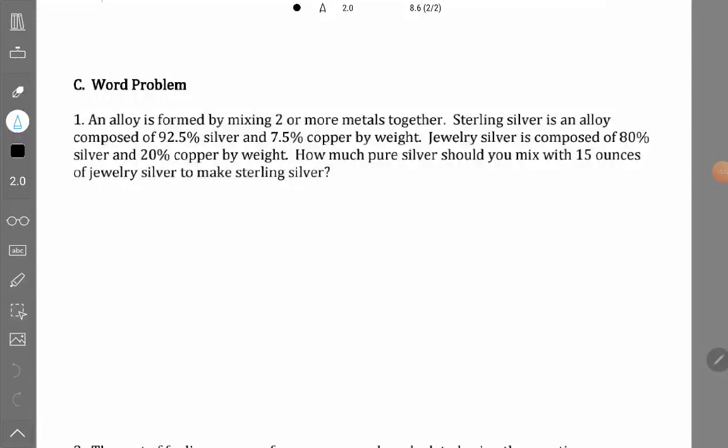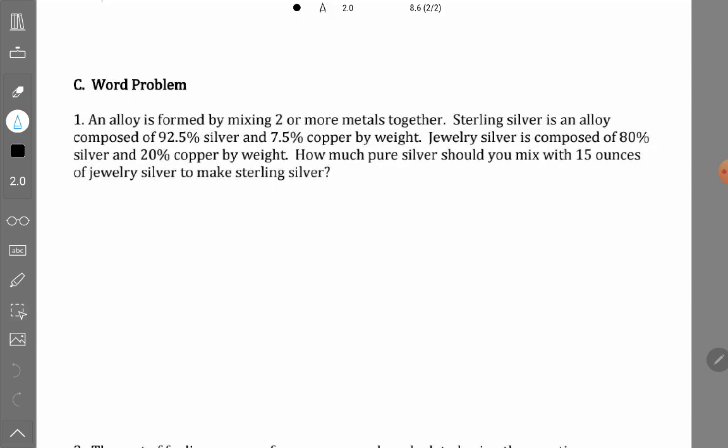Alright, word problems. An alloy is formed by mixing two or more metals together. Sterling silver is an alloy composed of 92.5% silver and 7.5% copper by weight. Jewelry silver is composed of 80% silver and 20% copper by weight. How much pure silver should you mix with 15 ounces of jewelry silver to make sterling silver?